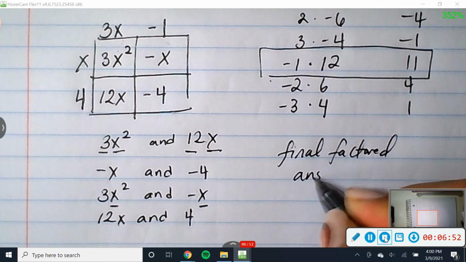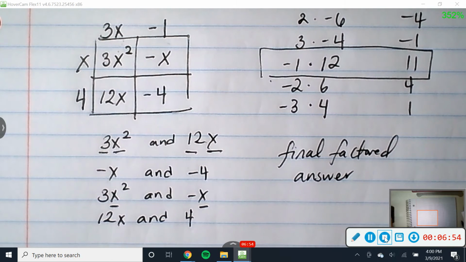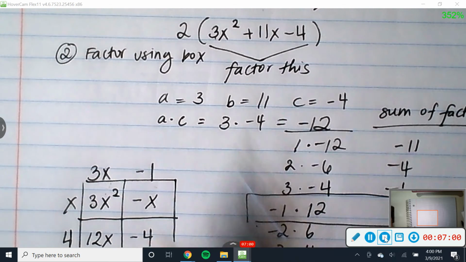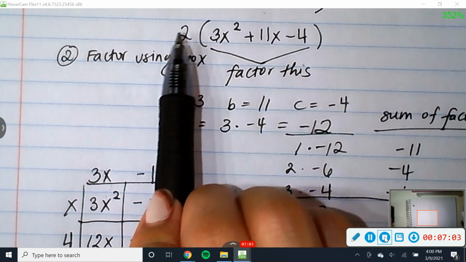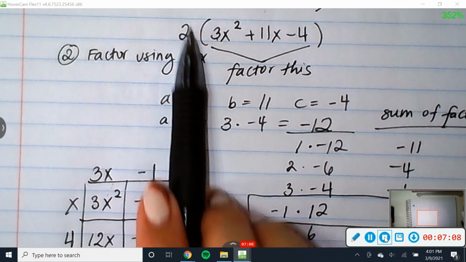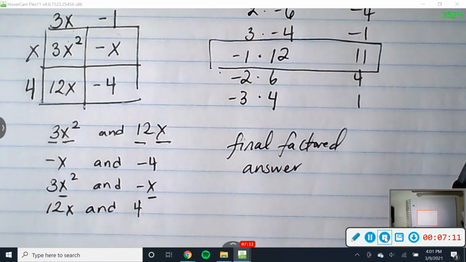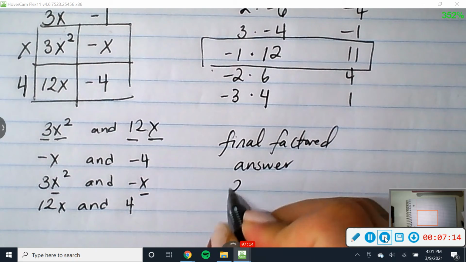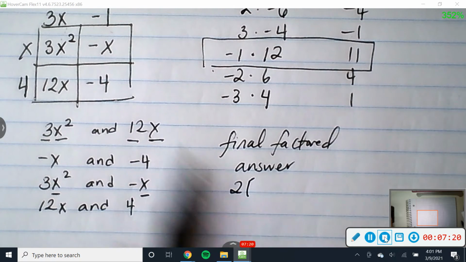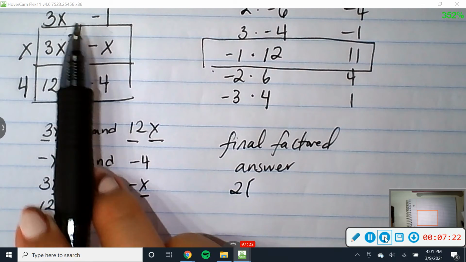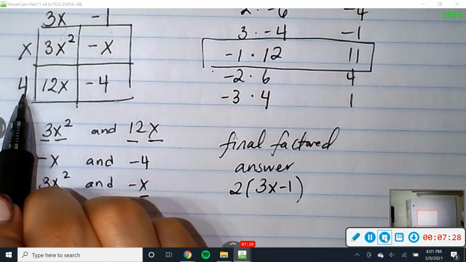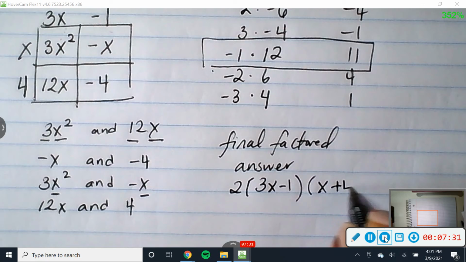So when you are doing this, this is the most important thing. Do not forget that all the way up here, we factored out a GCF of 2. So anytime you're doing this, you need to make sure, is there already a GCF on the outside here? If there is, your final answer needs to have that GCF. So 2 is on the outside. Then we write the rest of it that we've factored over here with the box. So 3x minus 1 will go in the first parentheses, and x plus 4 will go in the other parentheses.